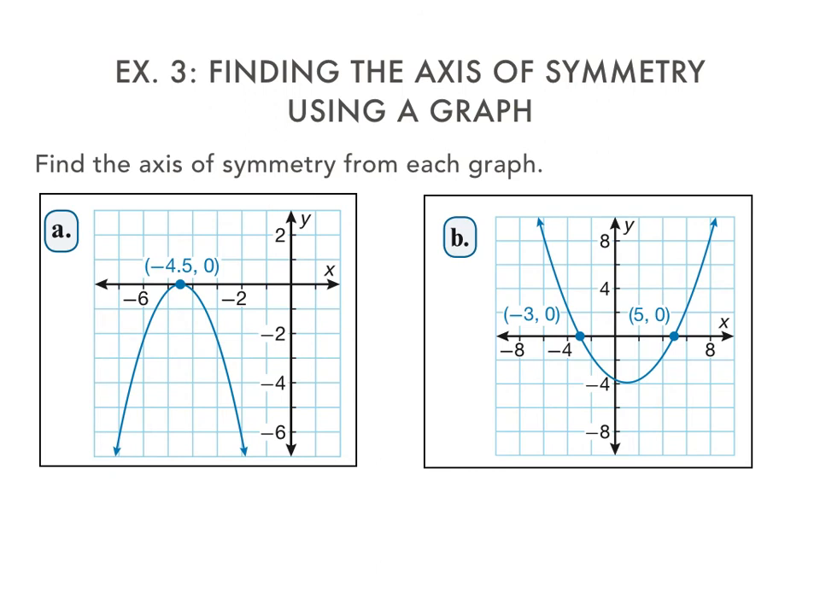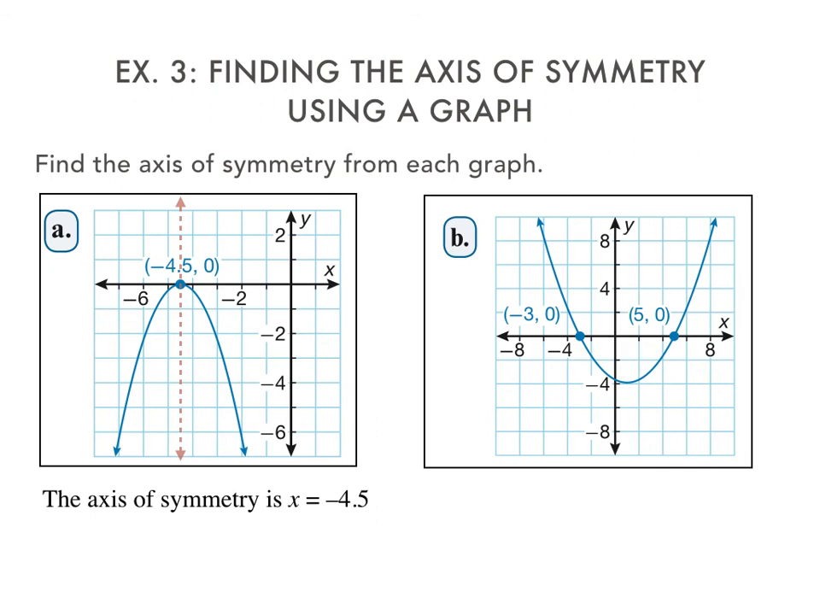Finding the axis of symmetry using a graph. So the first thing we want to do in the parabola shown in part A is to identify the axis of symmetry. It is that vertical line that goes right through the vertex. We write the equations of vertical lines as x equals -4.5 in this case.